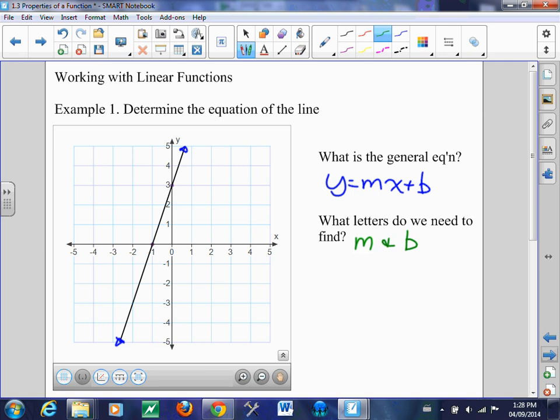Let's start with the easiest one. Let's start with the y-intercept b. Look on your graph, ladies and gentlemen. Where does it hit the y-axis? Right here. So that tells me that b equals 3. So I'm going to sub down b equals 3.